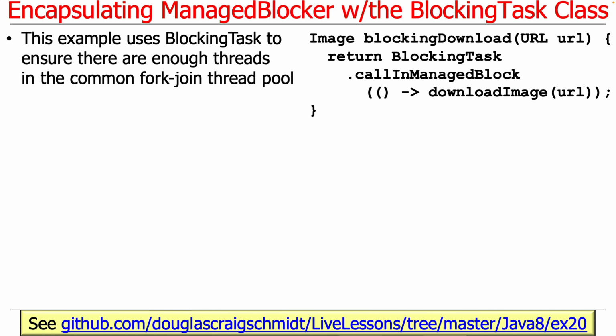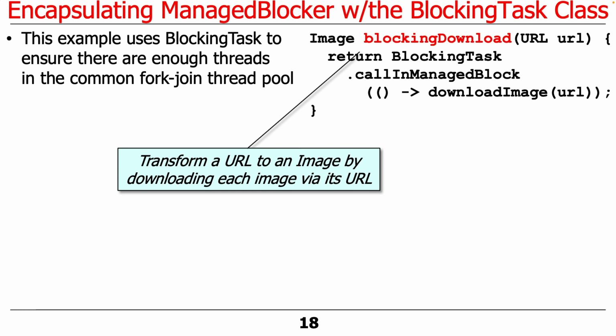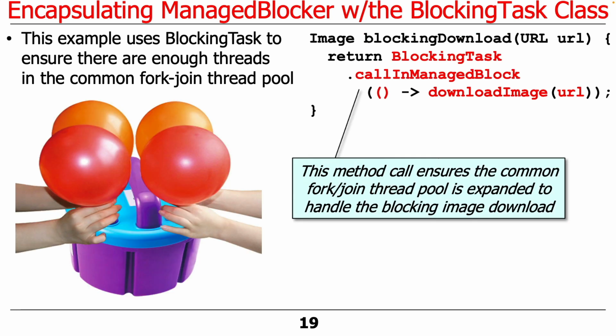But this example has one called blocking download, where you give it a URL, and it takes the URL and turns it into an image. And how does it do that? It calls the BlockingTask call-in manageBlock method, passing in a supplier. Supplier is just a supplier lambda that will call download image with the URL.